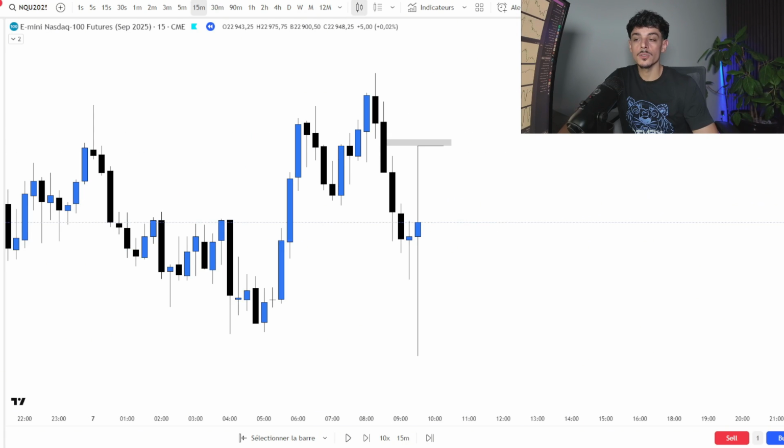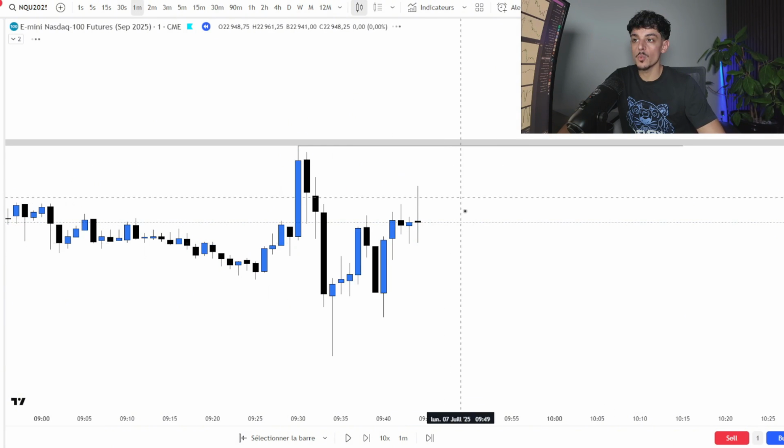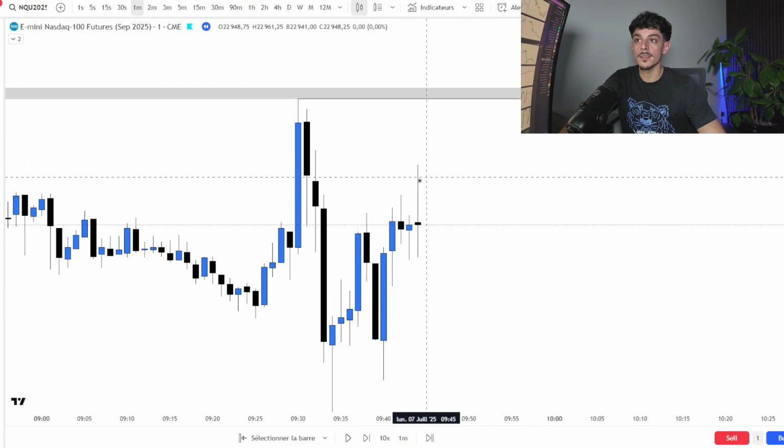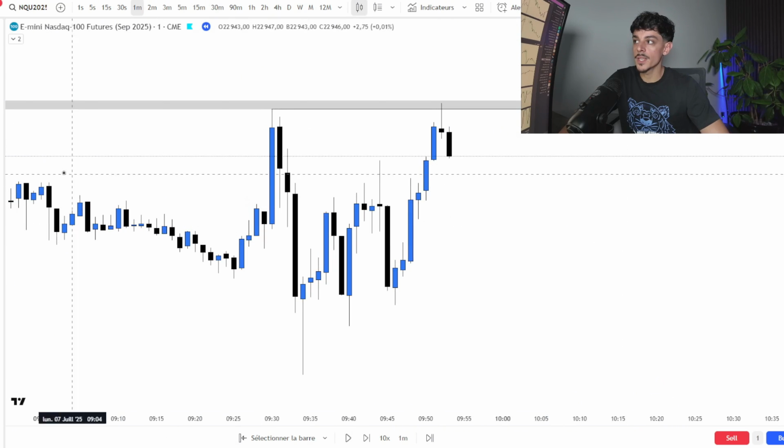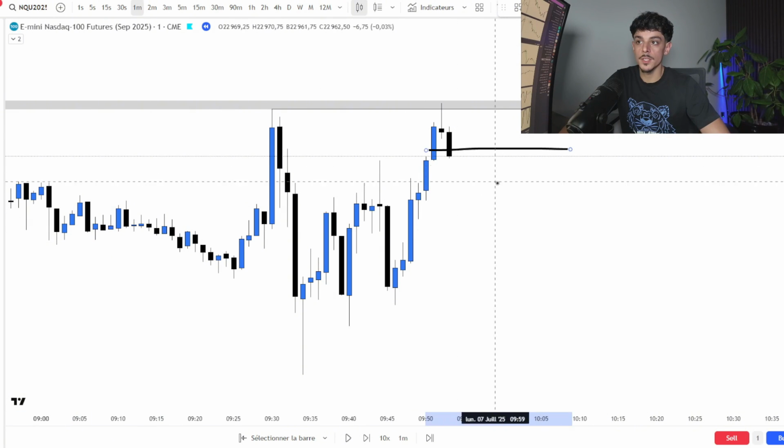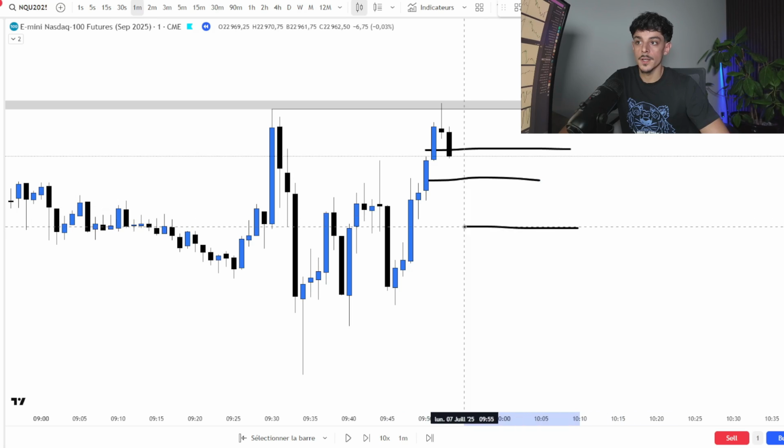Now my job is to go on the lower time frames to see what's the reaction once we sweep this buy side liquidity pool and tap into this bearish 15-minute fair value gap. Right here we sweep it, but as you guys can see, we have a lot of fair value gaps inside this range. We have this one right here, this one right there, and this one at discount.